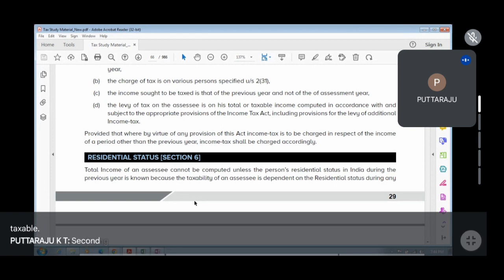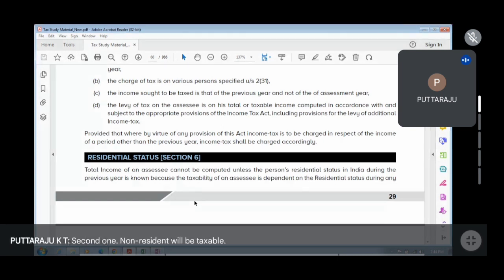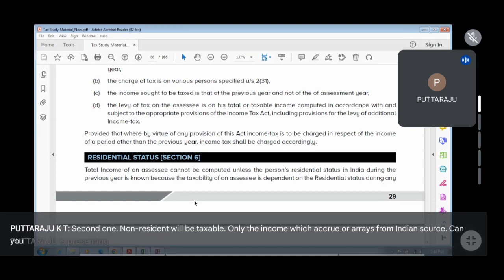Second one, a non-resident will be taxable only on the income which accrues or arises from an Indian source. Can you guys understand? Resident is taxable on the global income. Global income means Indian income plus foreign income. Both incomes, the resident is chargeable to tax.